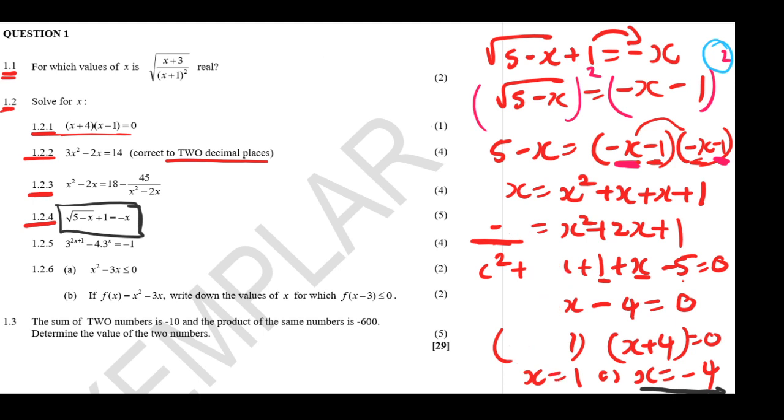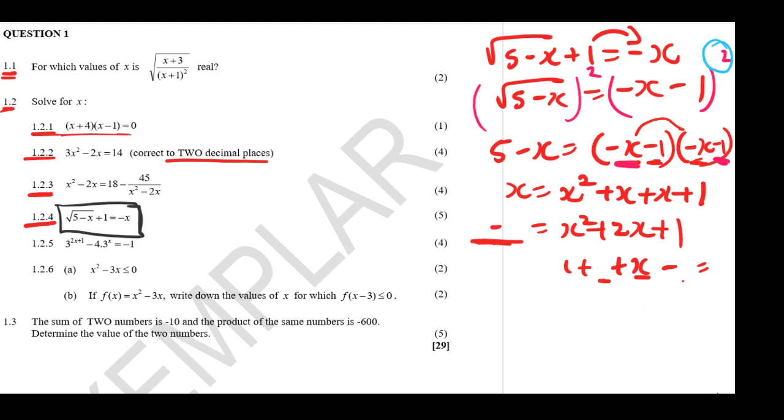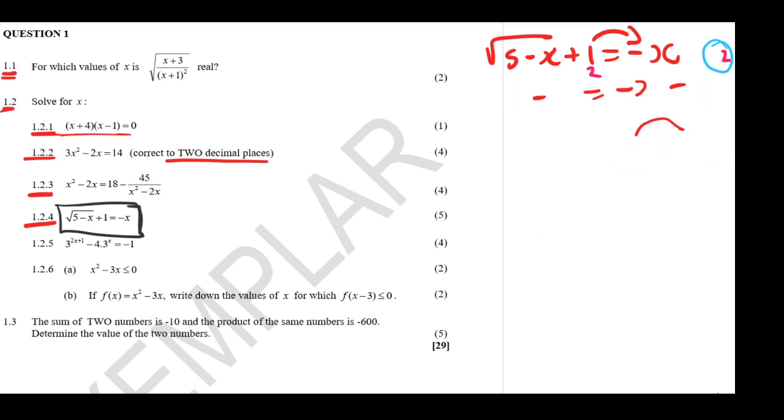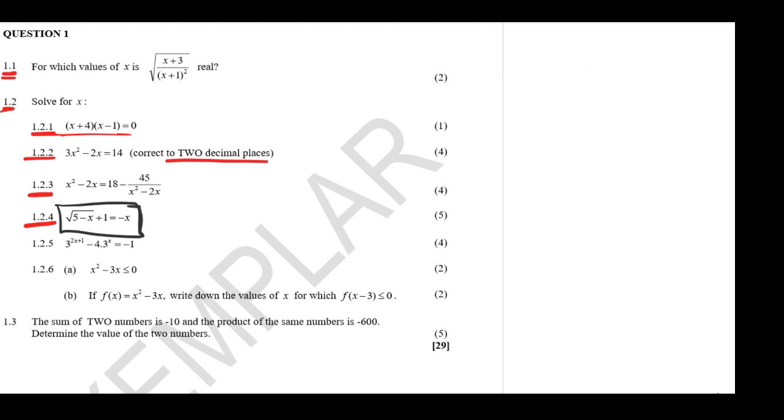1.2.5, right? We're just going to solve for x using a problem that contains exponents, right? As you can see, it's quite interesting. I think it's one of the problems that I believe you guys will get right. It's really interesting. It's not so difficult. So it's 1.2.5, right? So we have 3 to the power of 2x plus 1 minus 4 multiplied by 3 to the power of x equals minus 1.